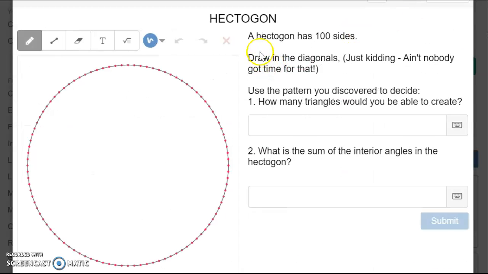Alright, so now we have a polygon which has 100 sides. Draw in the diagonals. Just kidding, nobody has time for that. Use the pattern you discovered to decide how many triangles you would be able to create. If you have 100 sides, how many triangles? 100 minus 2, which is 98, right? What is the sum of the interior angles in the polygon?